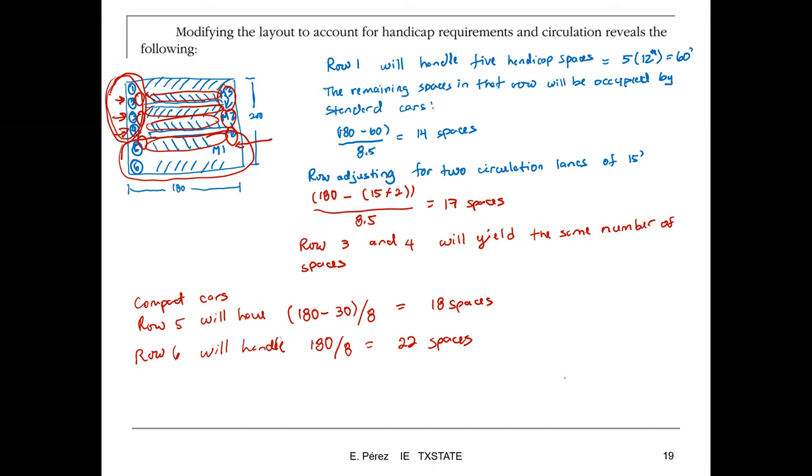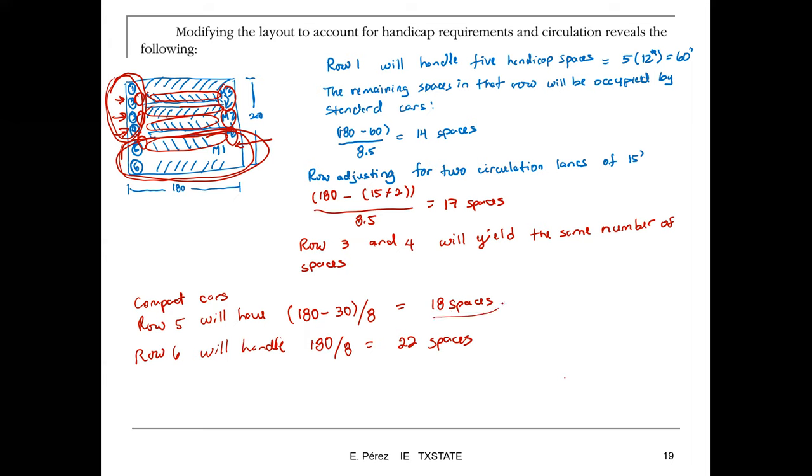and 4. Now, if we go to the last module, and before I forget, the first lane has the handicap spaces. And then the last module, the one here, is for compact cars. For lane 5, we are adjusting for the circulation lane, but lane 6 is not affected by the circulation lane. So that's why we can have more spaces in that one.